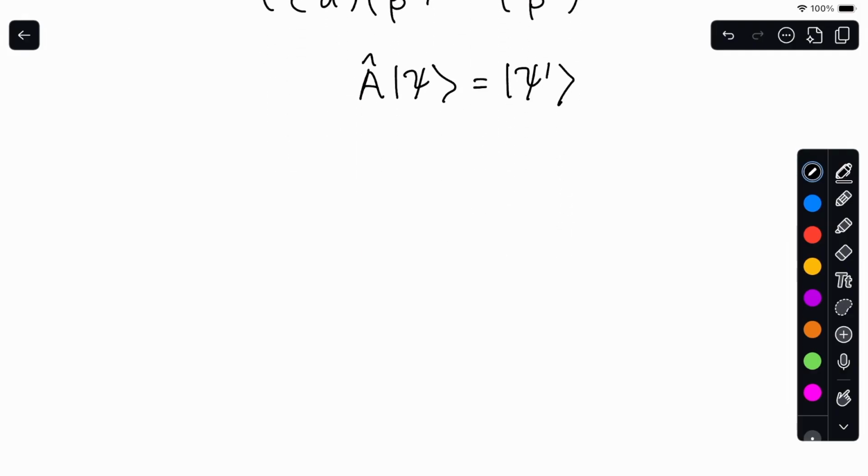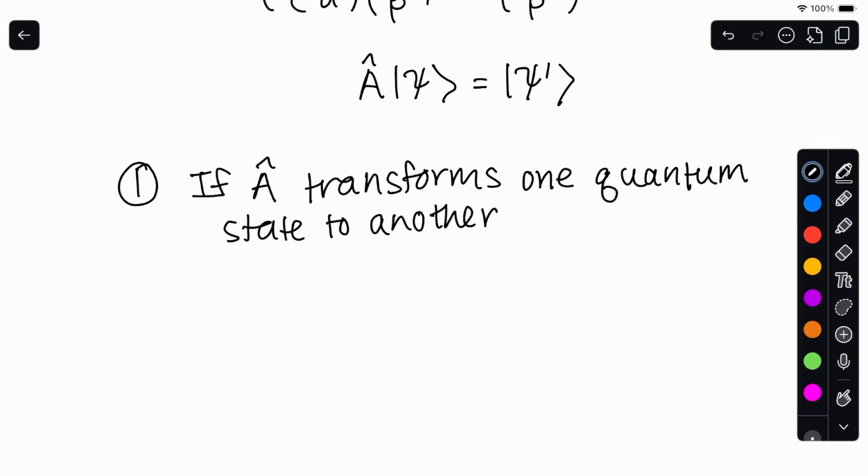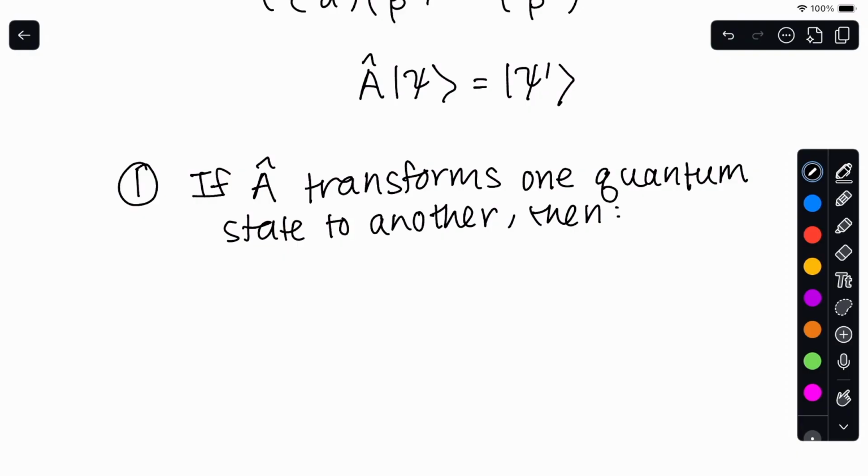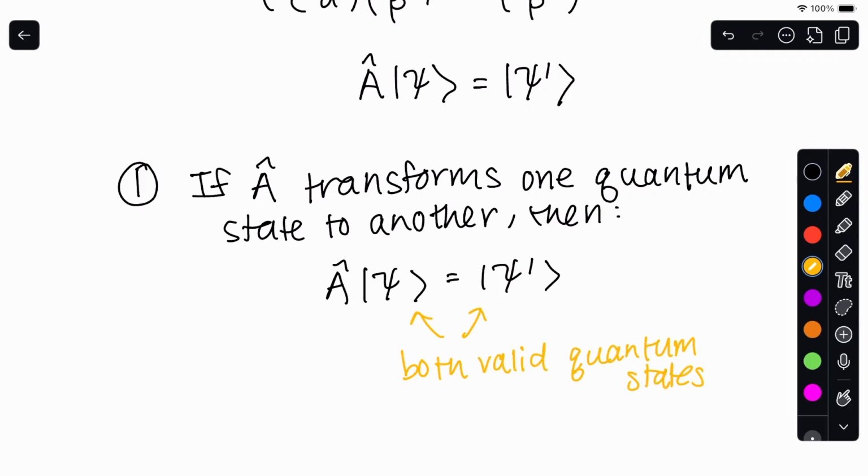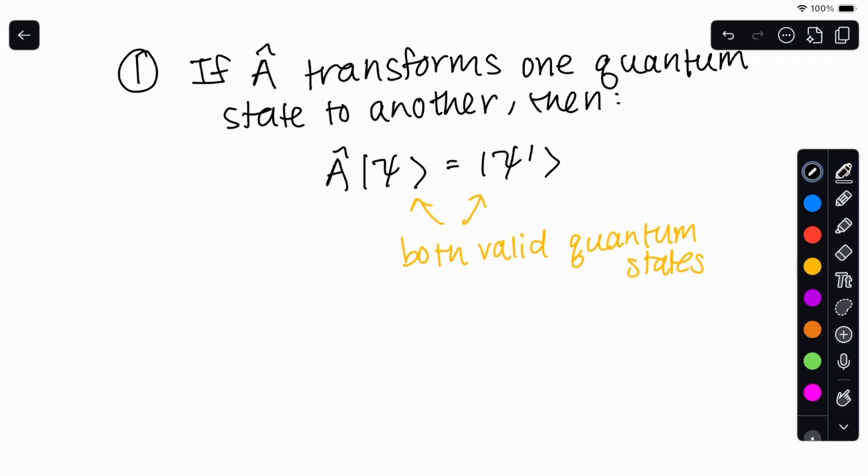So we can think about the properties that we would want for our operators. The first thing is that if A transforms one qubit state to another, then that other state would also need to be normalized. Let's say A psi equals psi prime, and these are both valid quantum states. Then we know that psi inner product with itself will be 1, but we also need to preserve the norm of psi prime.